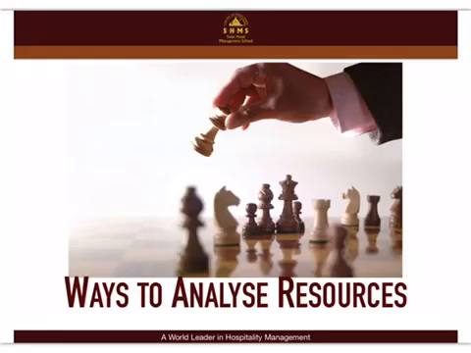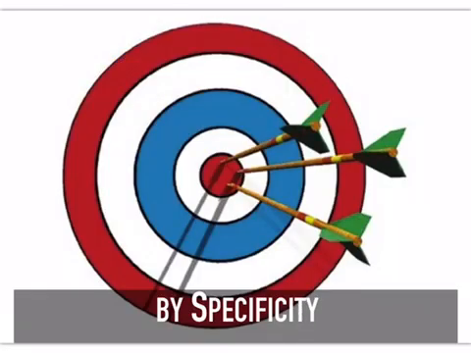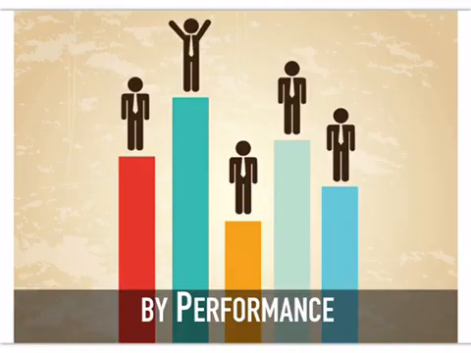So we've looked at different ways of seeing what our resources are, but how do we analyze them? We can analyze them by category. This we will see in detail in class. We can also analyze resources by their specificity. For example, think of a Michelin-starred chef compared to a cook. Lastly, we can also categorize and analyze resources by their performance.